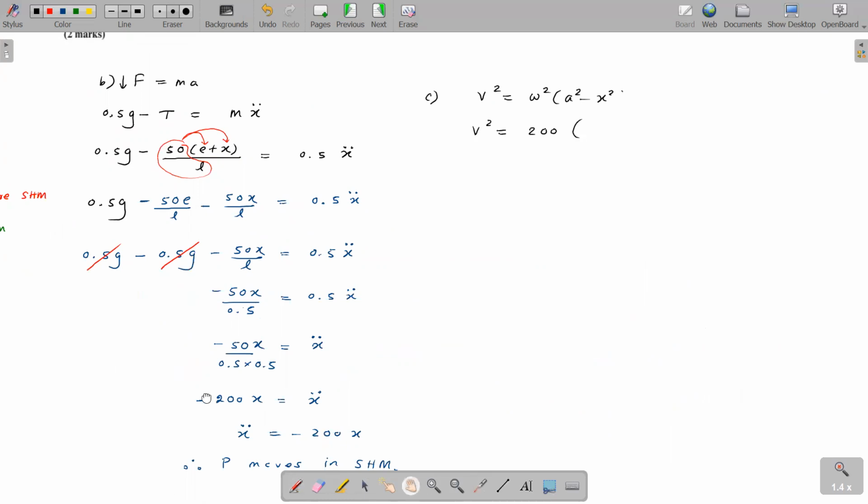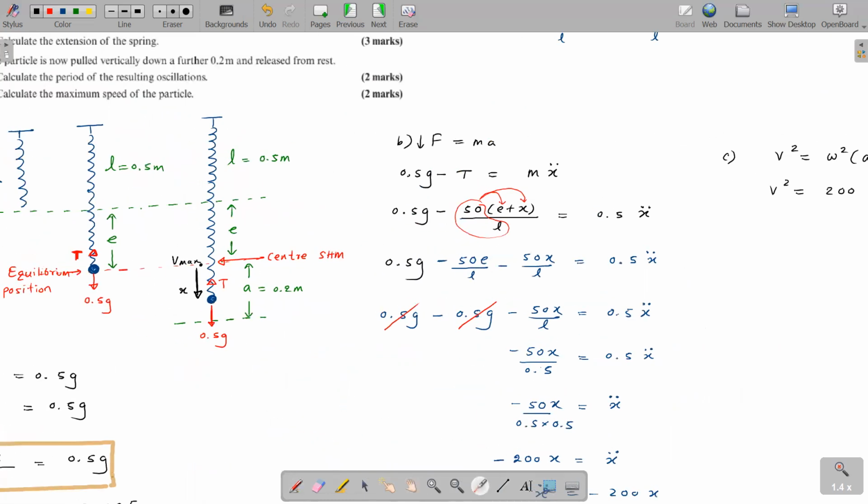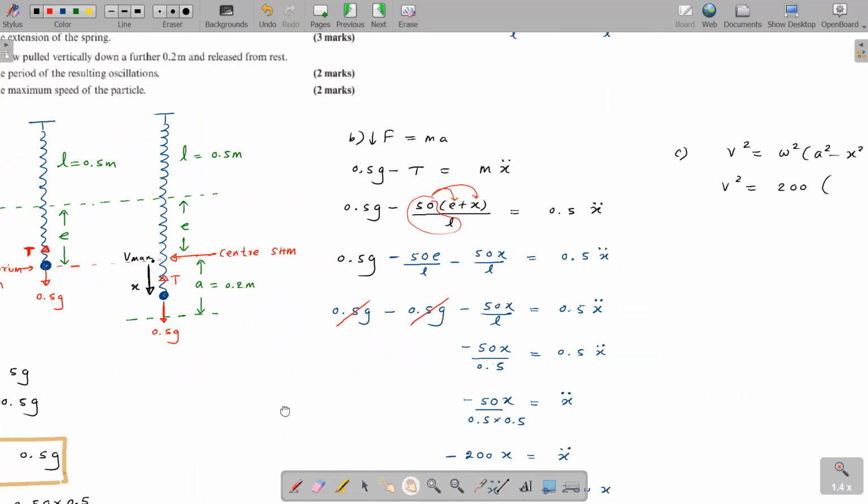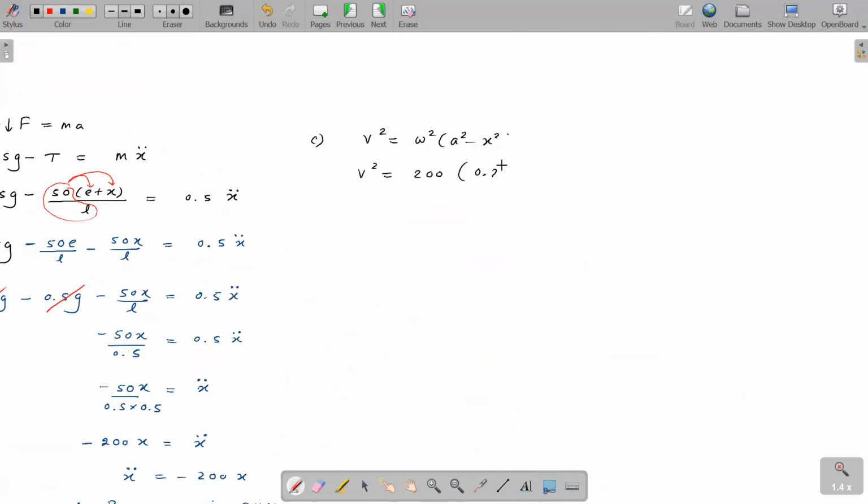So for Vmax, omega squared is 200. Amplitude, do we know? Yes, I think I have marked it at the very beginning. Amplitude is 0.2, minus x, which is 0. So v squared equals 200 into 0.2 squared, which is how much? V squared is 8, which means v is root 8, or in other words, v is 2 root 2 meters per second. So this is the maximum speed.